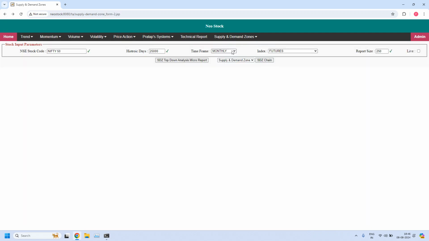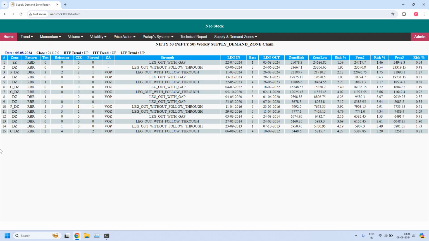So the next time frame is weekly. Let us generate a weekly supply demand zone chain for NIFTY. So NIFTY is an ongoing supply zone, but this is not completed. Please remember, the 5/8/24 is this week candle. This leg out is still maintained till tomorrow, because tomorrow is the Friday, end of the week. Then this could be a valid supply zone. Until then, this is only for reference purpose. Please remember.